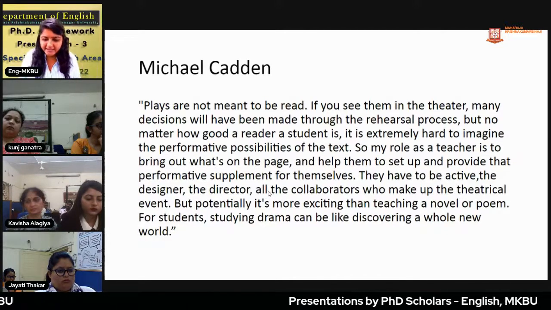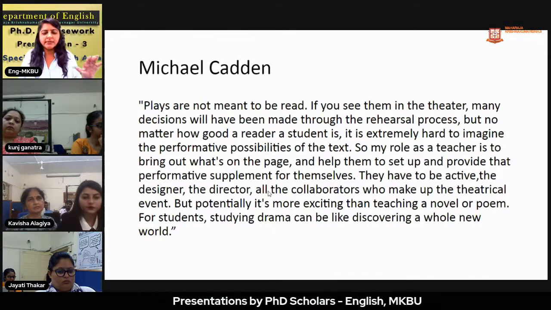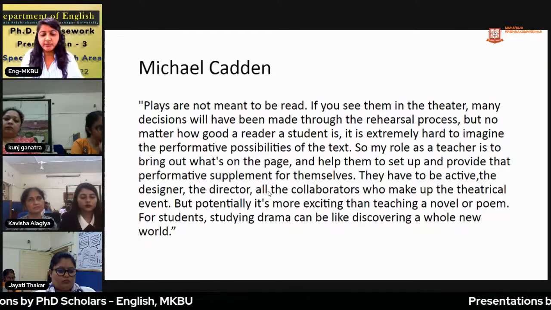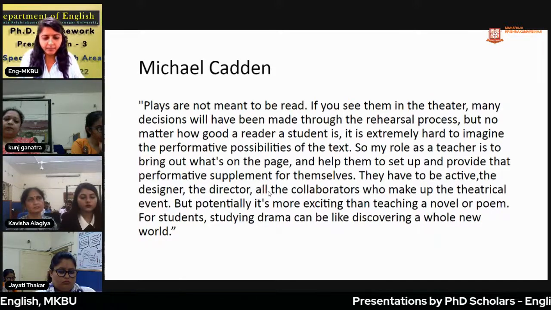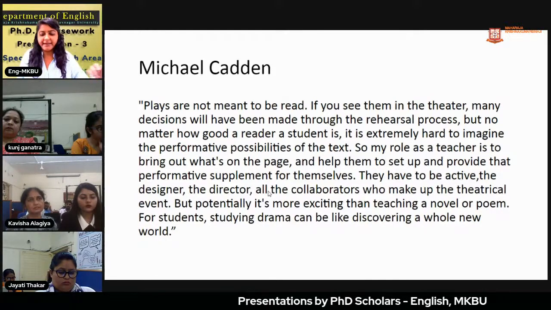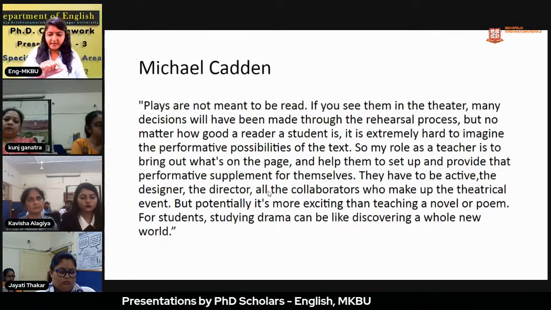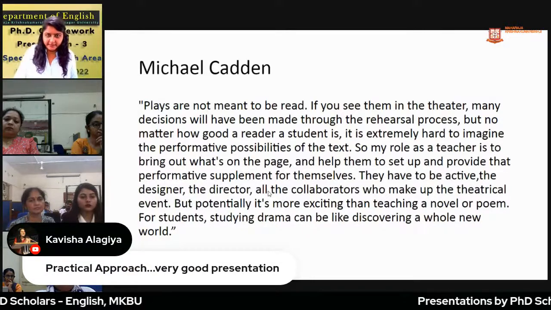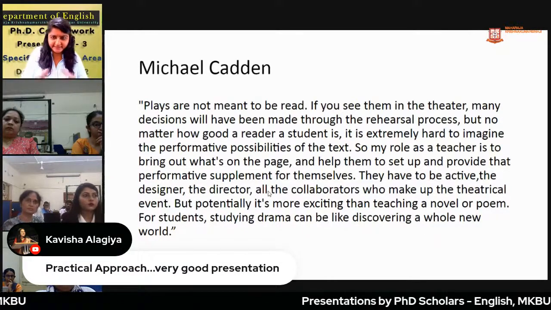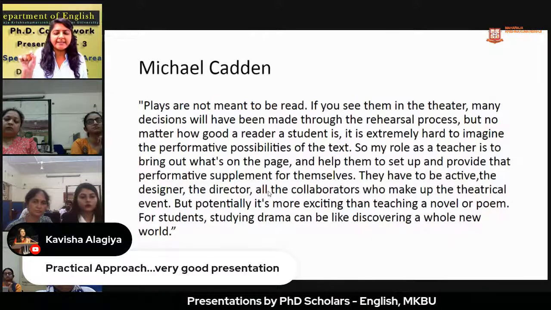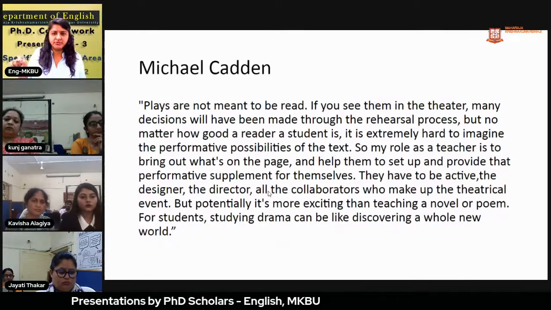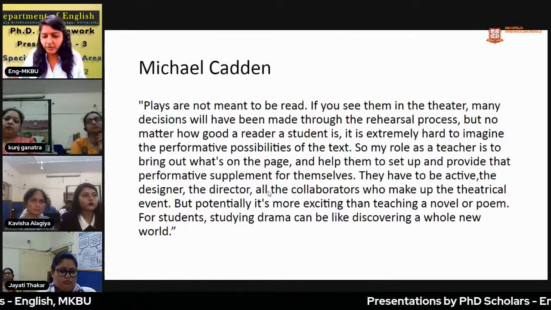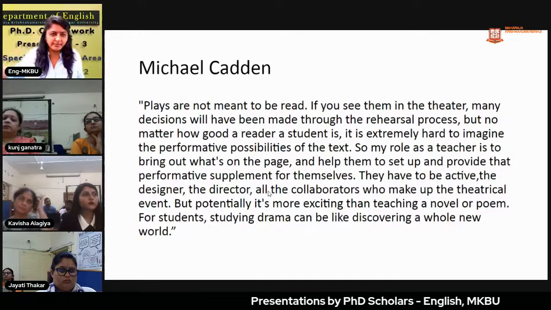They have to be active. The designer, the director, all the collaborators who make up the theatrical event. But potentially, it's more exciting than teaching a novel or poem. For students studying drama, it can be like discovering a new world. Here, I would like to erase one thing. As per my understanding, I have taken it here because I cannot remove it. But potentially, it's more exciting than teaching a novel or poem. So we can say that there can be another pedagogy for teaching novel or poem that can engage students.